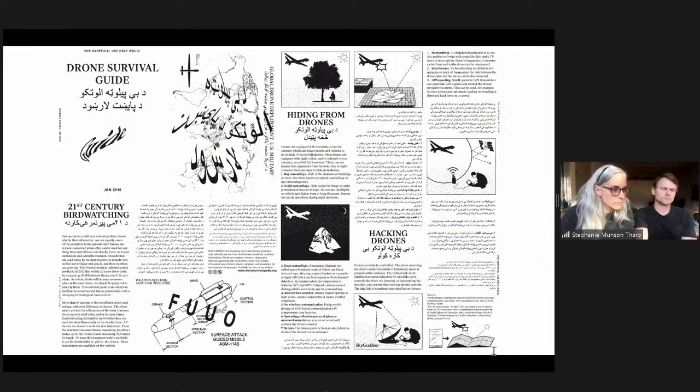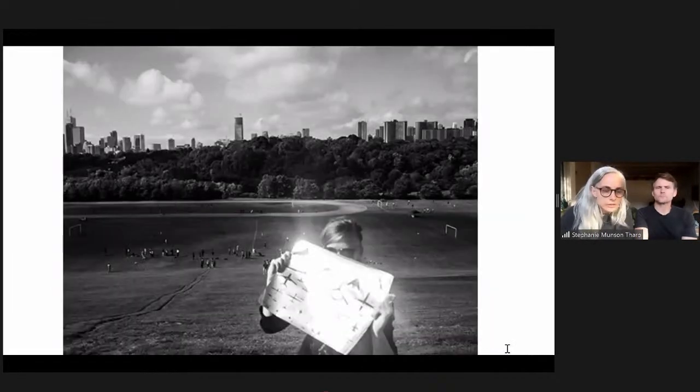This next one, the backside of the poster shows information about hiding from drones and hacking drones. And then the poster itself is made of a reflective material, which is a technique that can interfere with drone sensors.